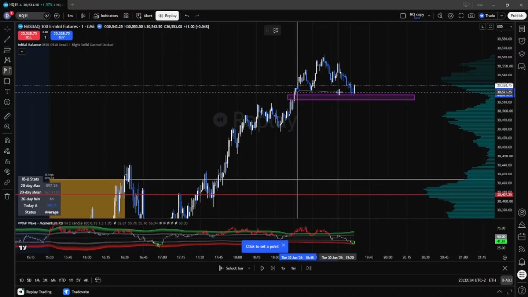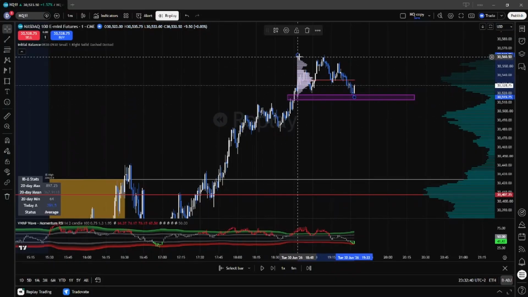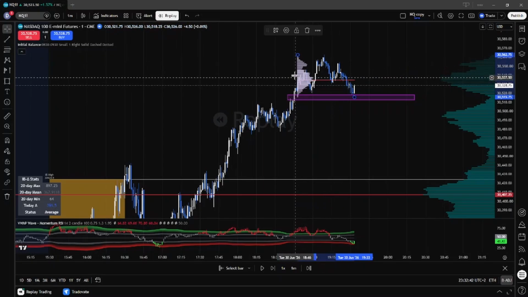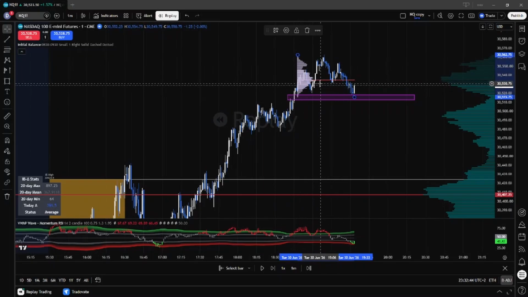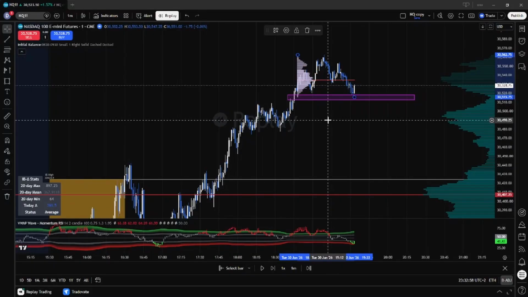Now if I draw this out, we'll see here again we have another volume profile showing the volume traded in this little balancing area. As you can see, what we have is a D-shaped distribution, which tends to mean the market is balancing, so ranging effectively.